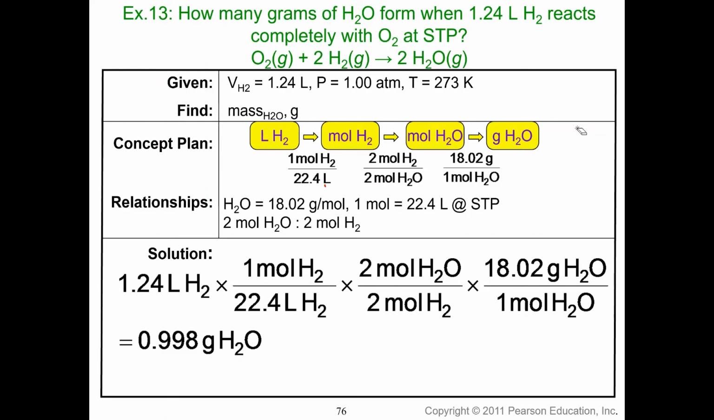Very easy, very nice. Molar volume conversion, molar ratio conversion, molar mass conversion. You set it up very nicely and everything is going to work out. Anybody has any question on this?